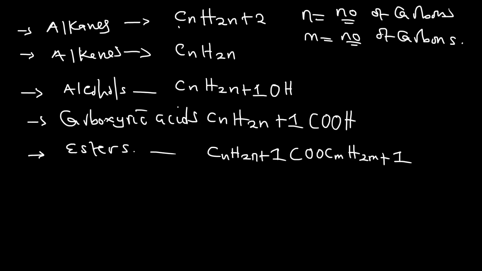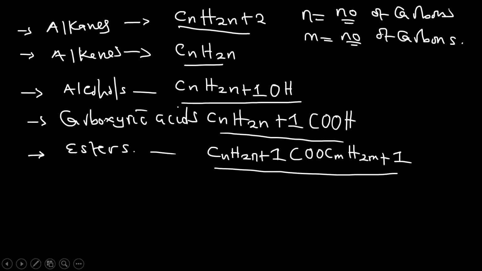So for alkanes, it is this one. All of them are made from that. That is, compounds under alkanes all come from that. Then alkenes come from that. Alcohols come from that. Then carboxylic acids come from that. Then esters all come from that. So these are very important to know where exams are concerned.